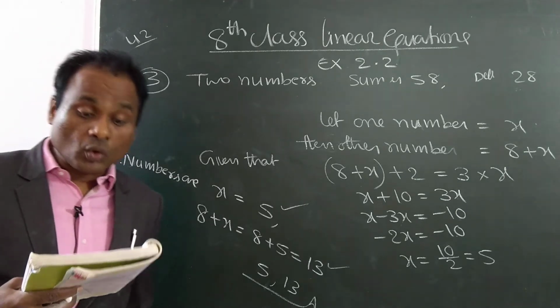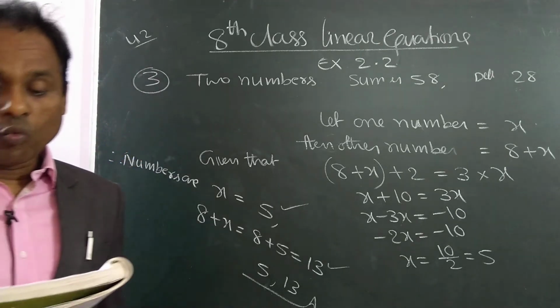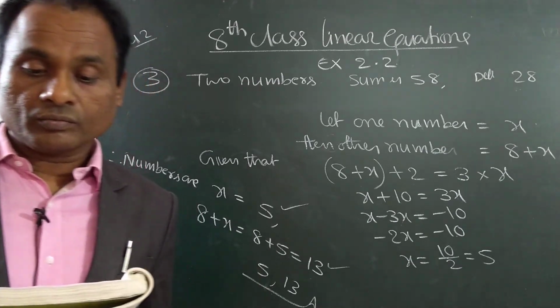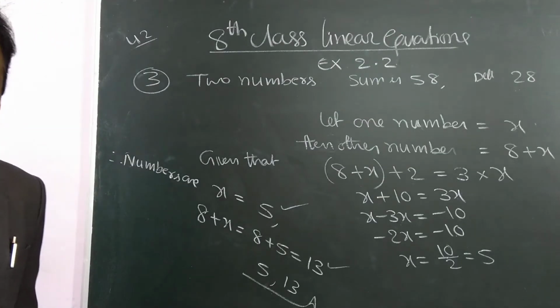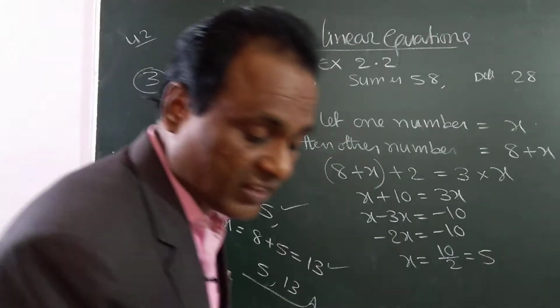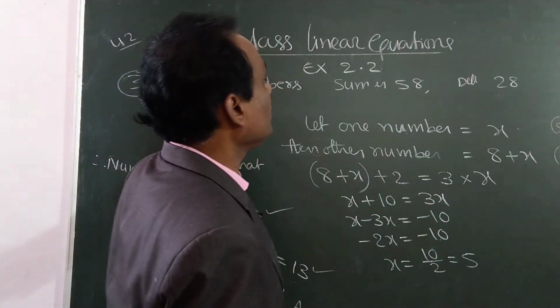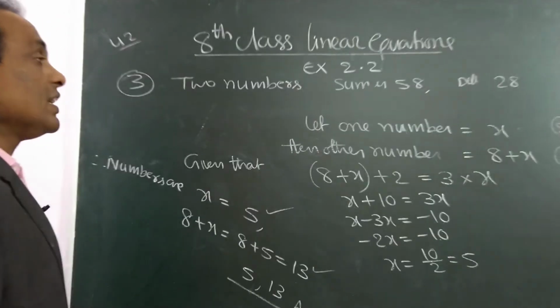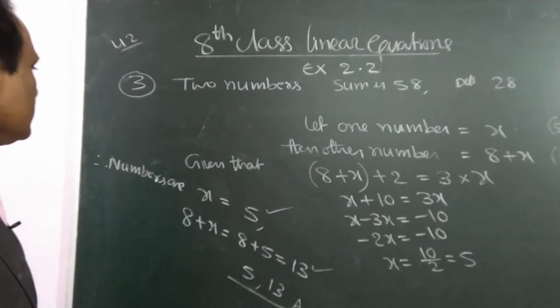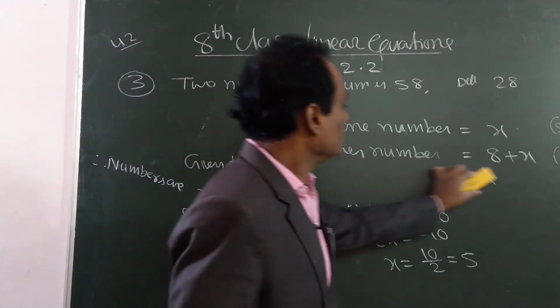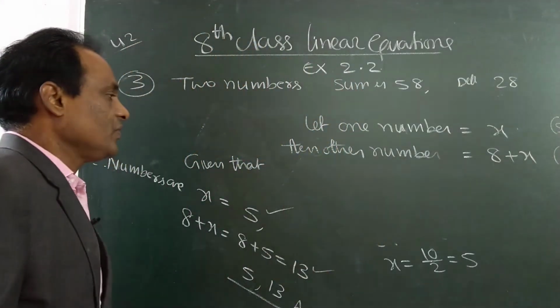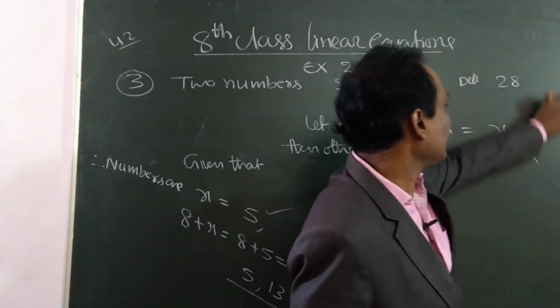What are those two numbers whose sum is 58, difference is 28?